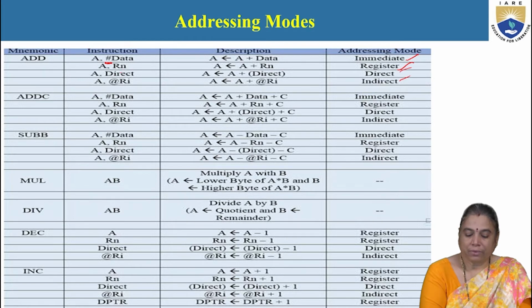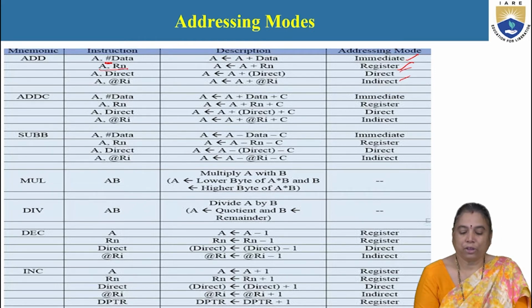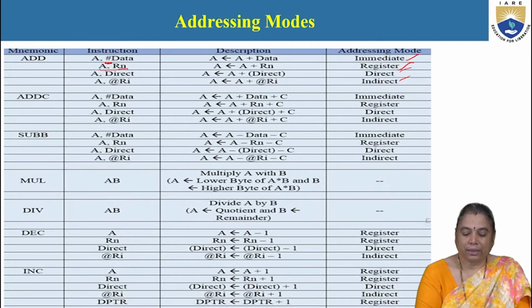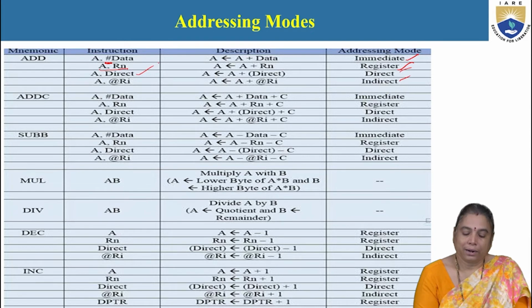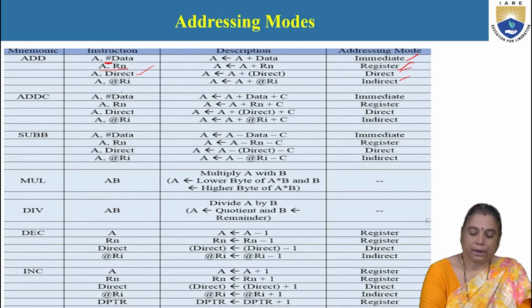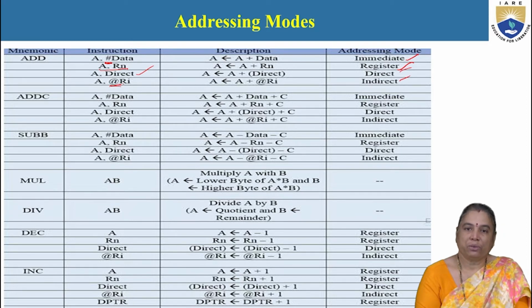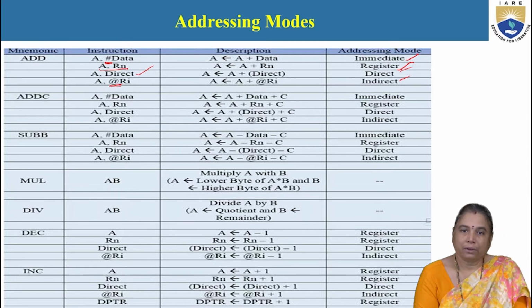Next, in case of register addressing mode, register values can be specified: A comma Rn, the accumulator and the register, general purpose register. Next, in the direct addressing mode, accumulator, comma, the direct address of the operand can be specified. In case of indirect address, the @ symbol can be used preceded by the register value. In this way, the 4 addressing modes can be used in the add instruction.